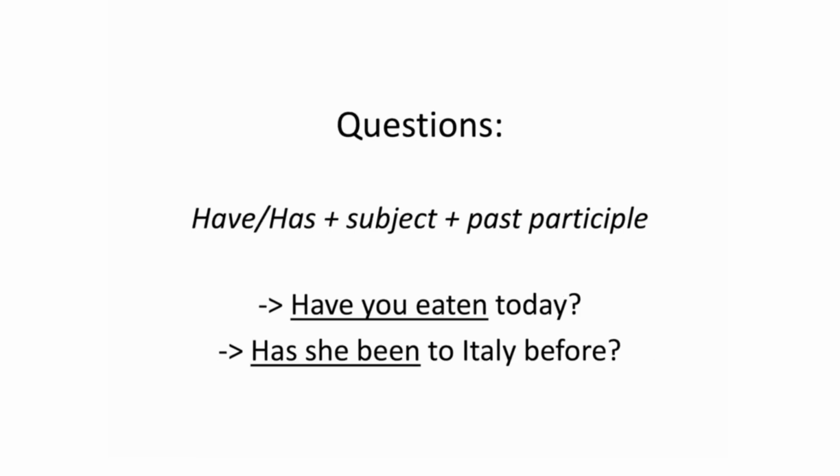To ask questions in the present perfect, we follow the structure have or has plus subject plus past participle. Because remember, when asking questions in the present perfect, we place the auxiliary verb before the subject. For example, have you eaten today? Has she been to Italy before?